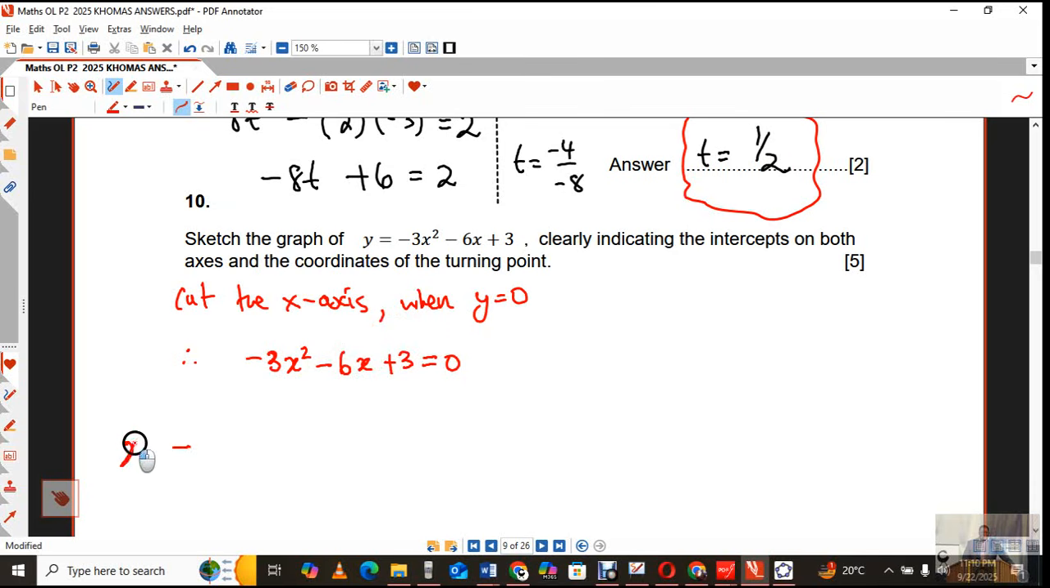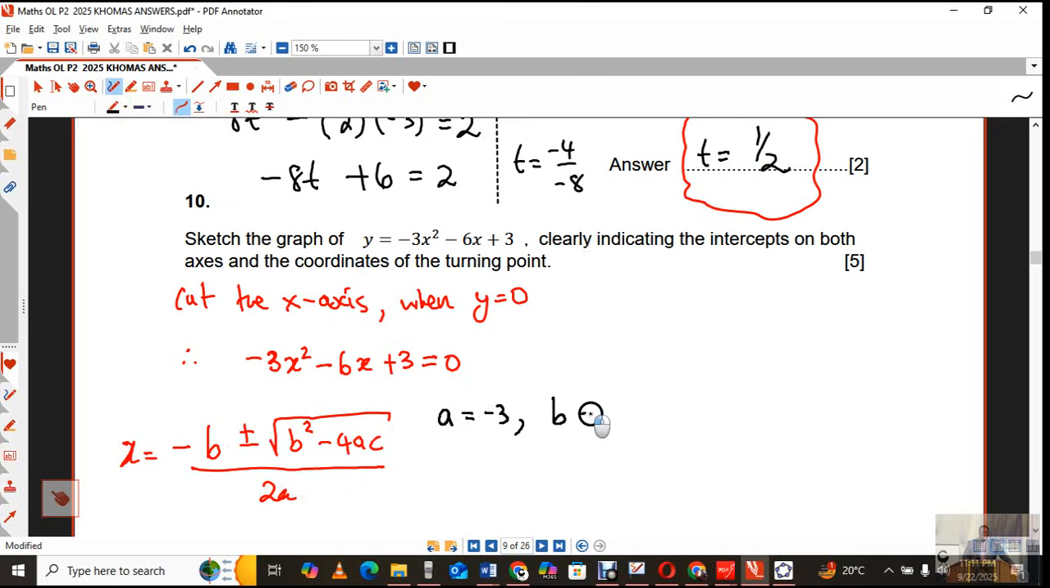So you use your formula, x equals minus b plus or minus the square root of b squared minus 4ac, and all of that over 2a. I must just write it down. You don't get obviously a mark for doing all of this, right? So from our given, we know that a is negative 3, we know that b is negative 6, and we know that c is equal to 3.